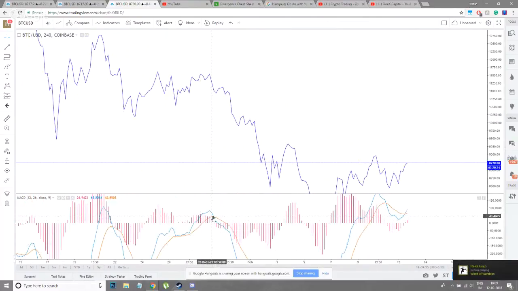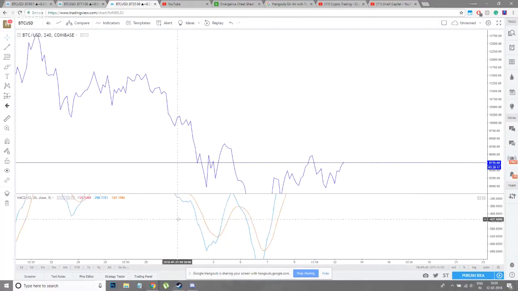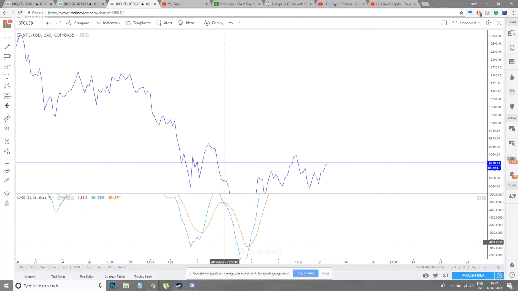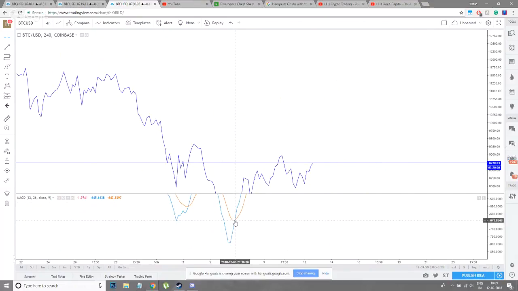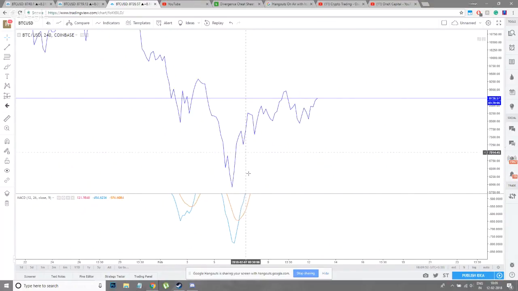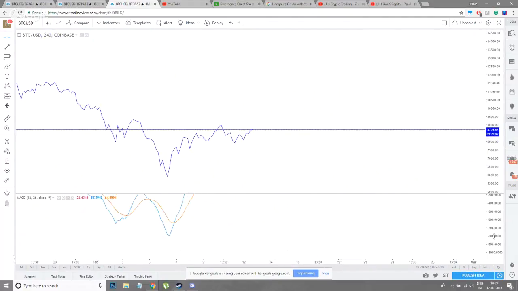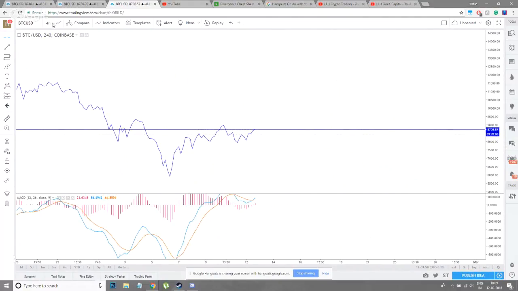So this would have been, let's see, either a close long or open short, right? And right here would have been close long or open short, and here would have been your open short, and here would have been your close short at this price, right? So by itself, MACD is pretty powerful. Let's see how it works on the 15-minute chart.